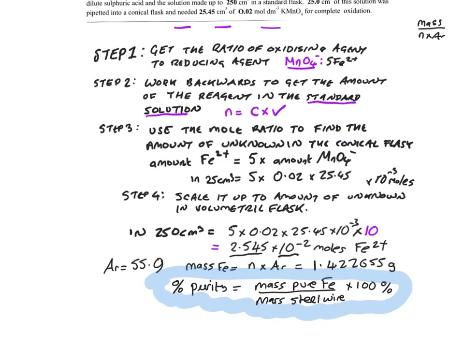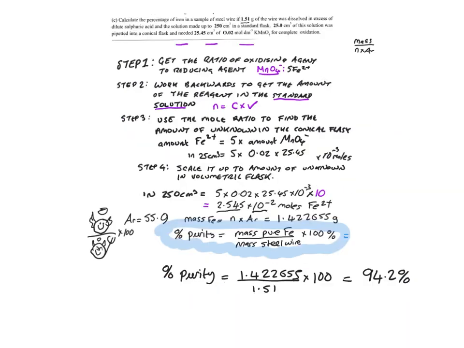So the percentage purity is the mass of the pure divided by the mass of the impure, in this case that's the steel wire with all sorts of other elements in there, times by 100. And the answer to 3 significant figures is 94.2%, which makes sense because steel is nearly all iron.